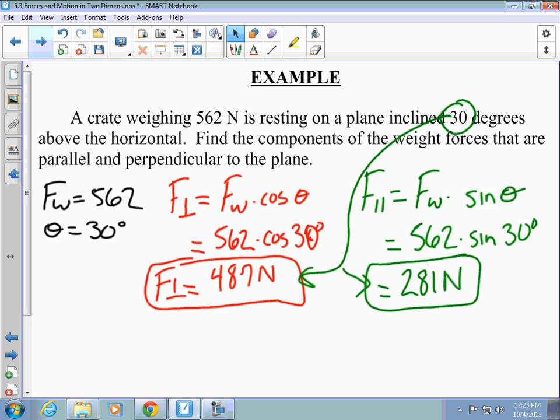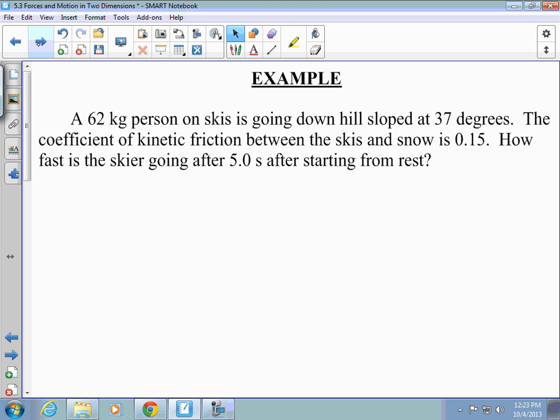Now, what happens when we take a problem and we want to solve for more than just the force at play? We have our net force in play, and maybe we want to solve for velocity. What you can do is take all the factors that we've solved for in chapters 2 through 5. I can take a force problem, use the equations from chapters 4 and 5, and then solve for velocity using the equations from chapters 2 and 3 via acceleration, because in all four chapters we've talked about acceleration. So if we look at the question: a 62 kilogram person on skis is going downhill sloped at 37 degrees. The coefficient of friction between the skis and the snow is 0.15. How fast is the skier going after 5 seconds, starting from rest?